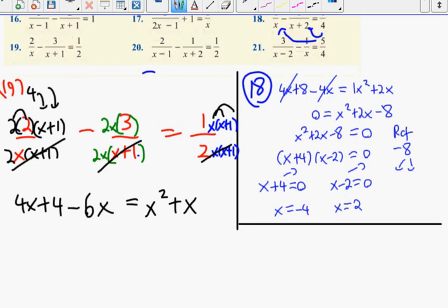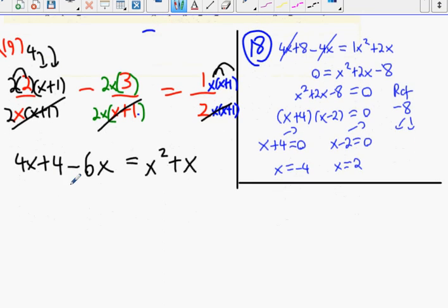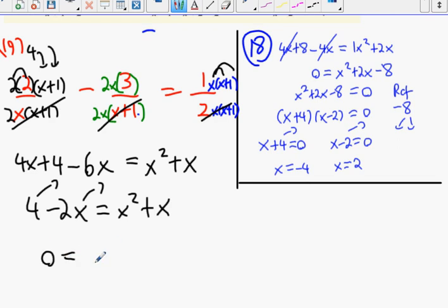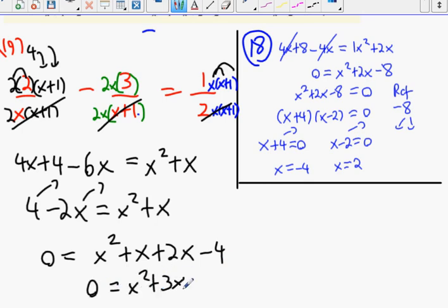Tidy up, Liam. So how do you tidy up the left hand side? Four minus 2x equals x squared plus x. Move it to the left. What happens now? x squared plus x. The 2x travels. Yeah, it's going to be x plus 2x. I'll leave it. You're right though. And then bring over the 4. So 0 equals x squared plus 3x minus 4.